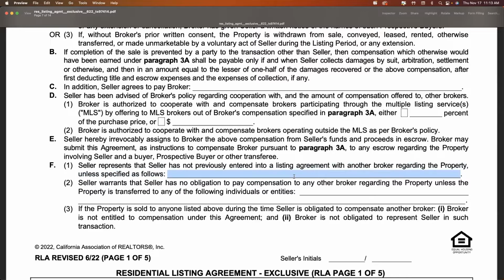If their answer to that question was no, I was not listed with a previous broker, then I would write in this section, or should write in this section to help protect my interest, "seller states no." The seller has told me they don't have any previous listings, okay?